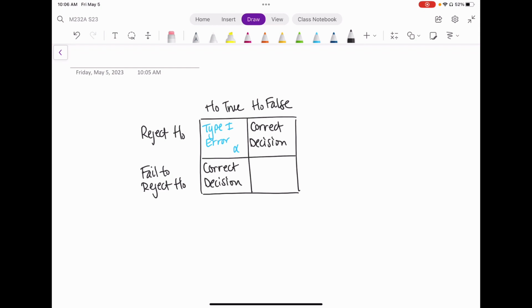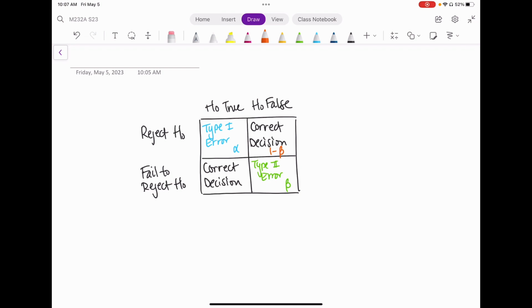If the null is false and we fail to reject it, that is a type 2 error, which we use beta to represent the probability of committing a type 2 error. One other thing, we don't really talk about it in this class, but 1 minus beta is the power, which is the probability of correctly rejecting the null. That is you doing the right job in your hypothesis test. What is the probability that you are correctly rejecting the null?